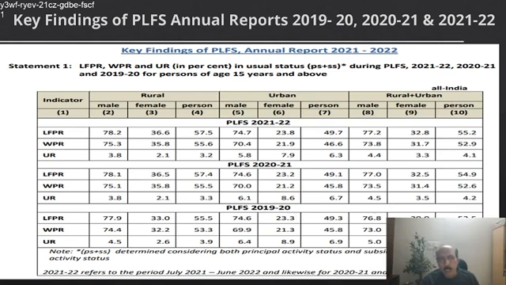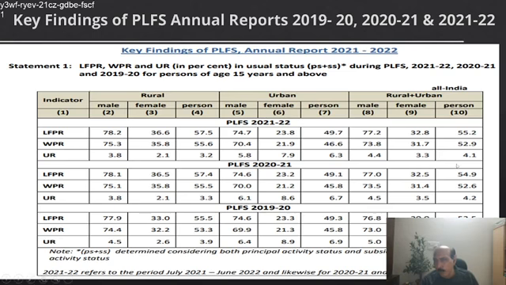An improvement in the labor force participation rate and work participation rate led to a fall in the rate of unemployment. And you see that using the usual status approach during these three surveys, we find the rate of unemployment was 4.8% in 19-20, reduced to 4.2% in 20-21, and further to 4.1% in 21-22.